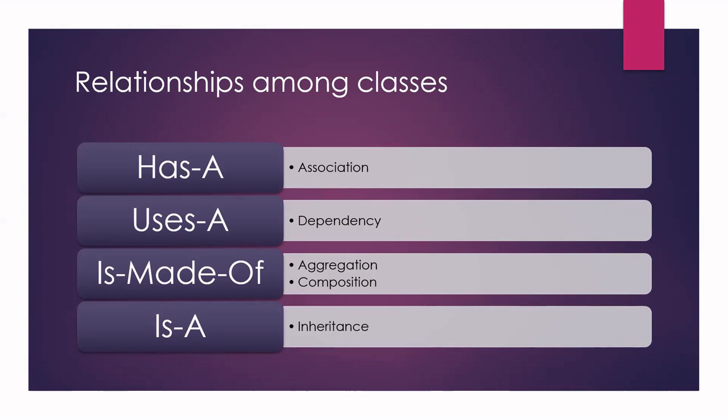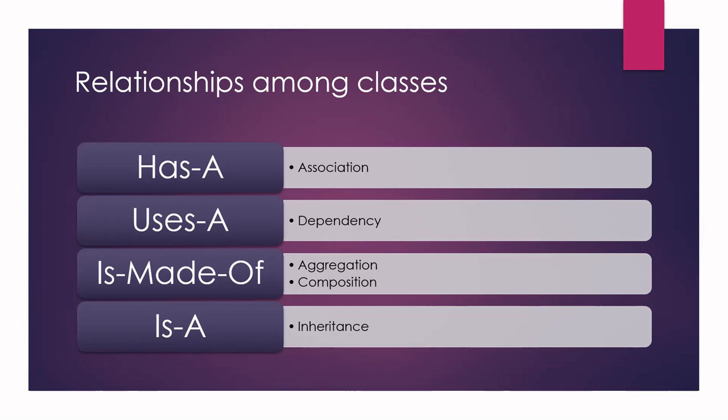Uses-a: when you describe the relationship with the term uses, it means it is a dependency. We're going to see how it is implemented. Has-a is just one of the attributes. Uses is just an object of the other class that is created at some point, but it's not an attribute. It's not a general aspect of the other class.